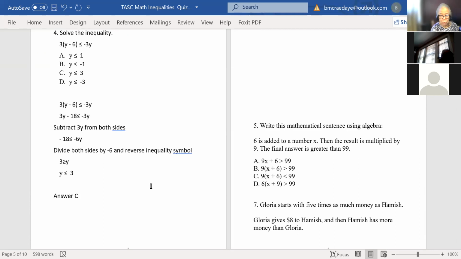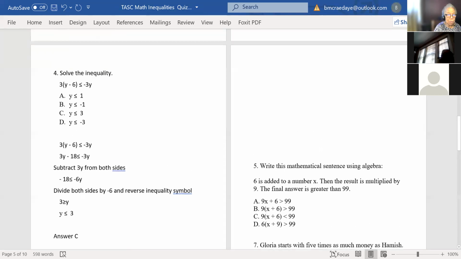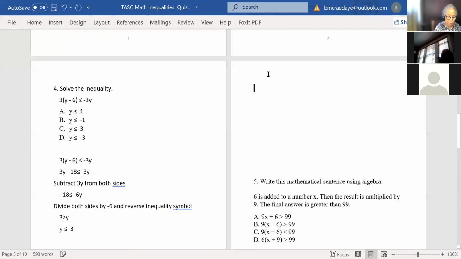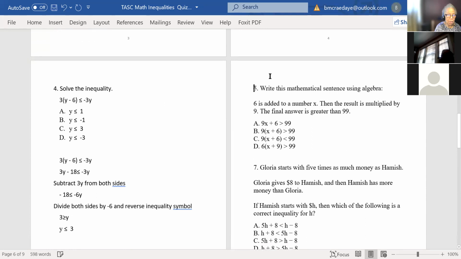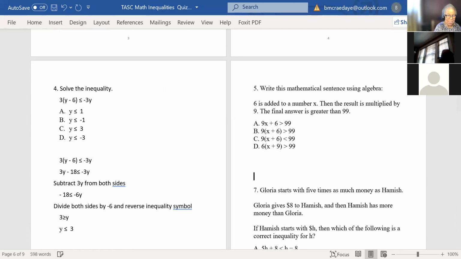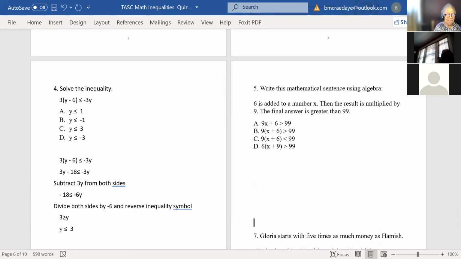Now we'll do one more, and then the rest I'll leave for you to do for your homework. Okay, let's do number 5. I know you've got number 5.